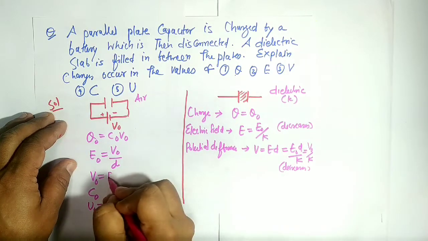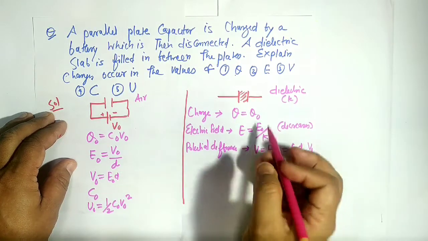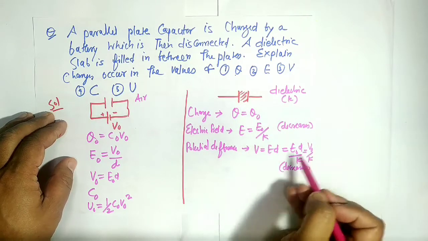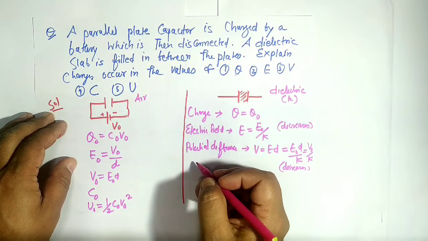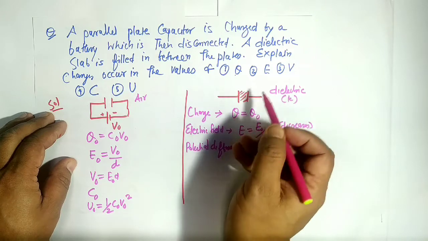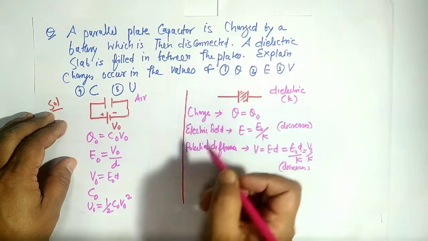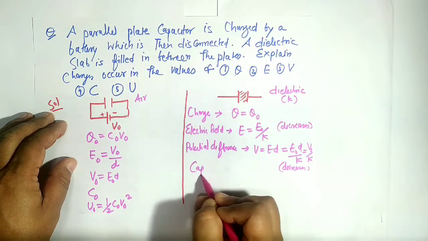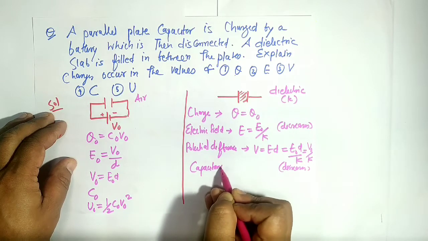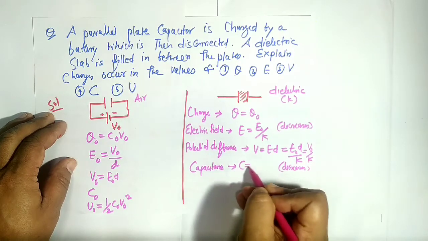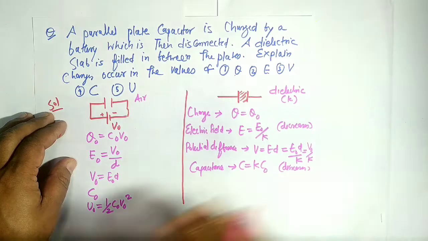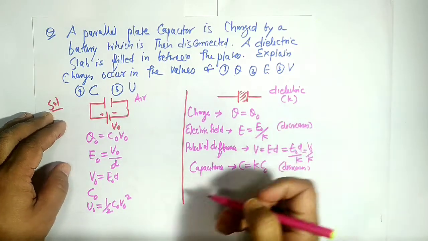Because V0 is E0 into D. So ED, because here the electric field will be E0 by K. And then we talk about what? Potential difference, electric field, we have charge, electrical potential, and then capacitance. I think all of you know capacitance C will be KC0. This also we have already done. It becomes K times C0.